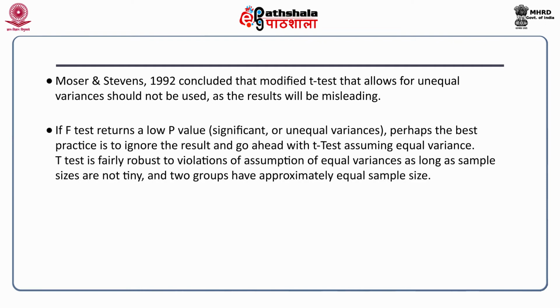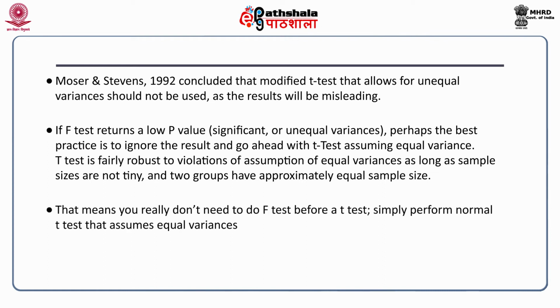If the F test returns a low p-value, which is significant for unequal variances, perhaps the best practice is to ignore the result and go ahead with the t-test assuming equal variance. The t-test is fairly robust to violations of the assumption of equal variances, as long as the sample sizes are not tiny and the two groups have approximately equal sample size.